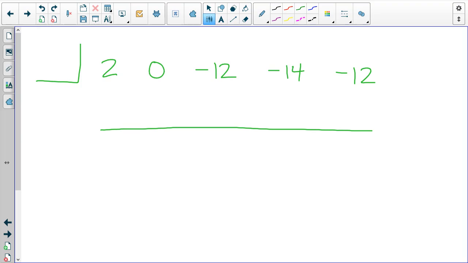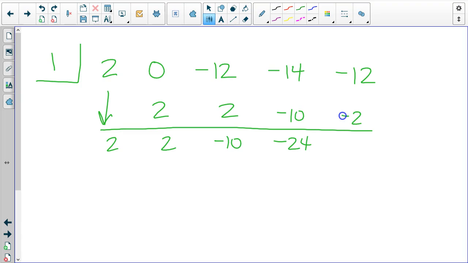I forgot to put the what? Oh, you want me to use a 1? Y'all all want to use positive 1? Okay, fine. We used 1/2, yes? Now we're using 1. Okay, so bring down the 2. 2 times 1 is 2 plus 0. -12 plus 2 is -10, clearly, because I already answered it. -14, -10, -24 times 1.